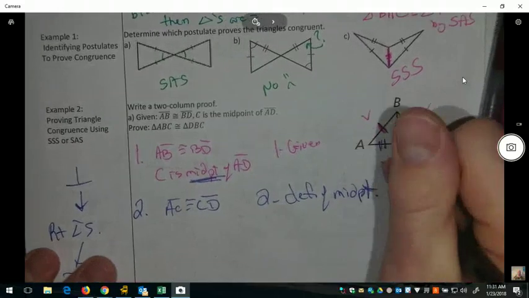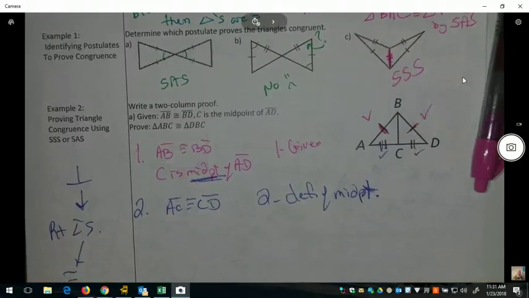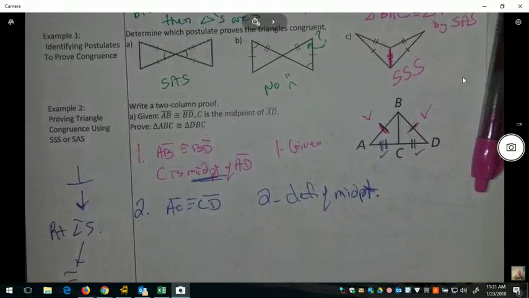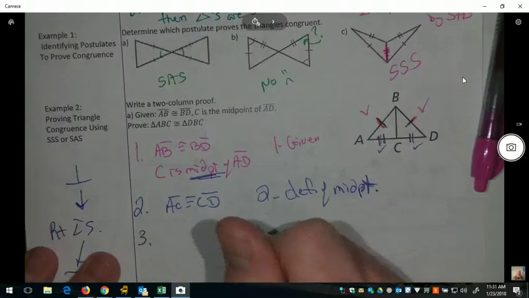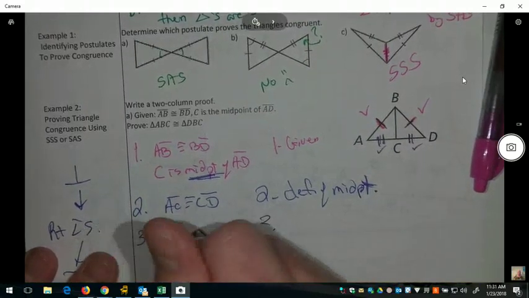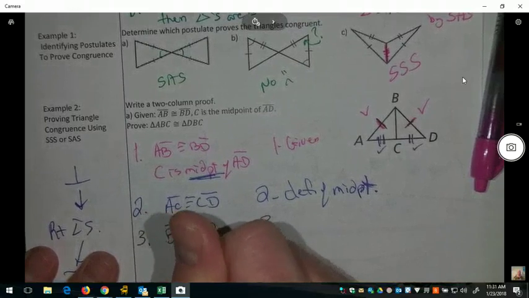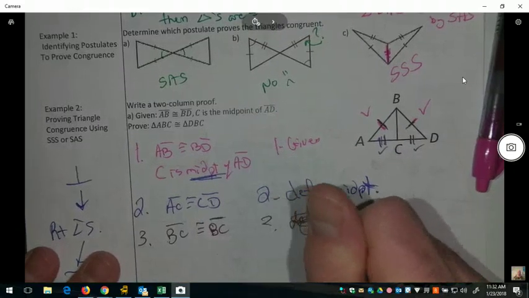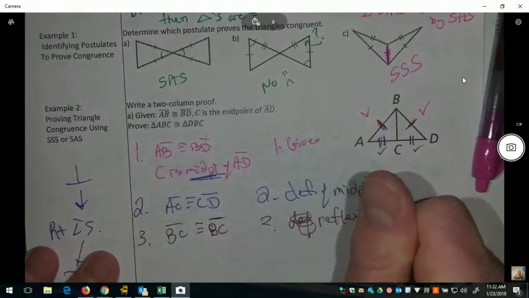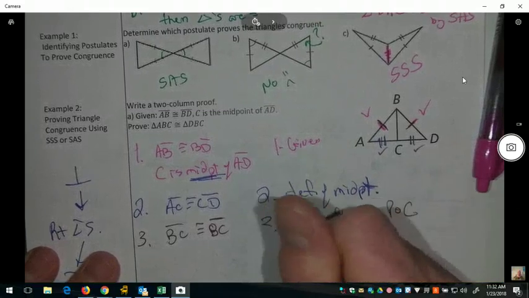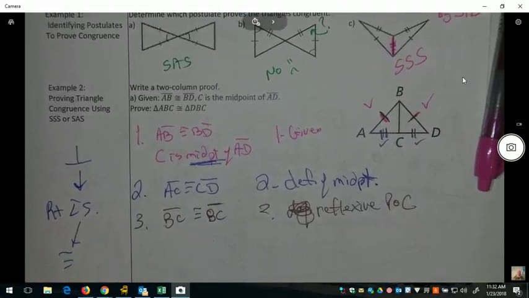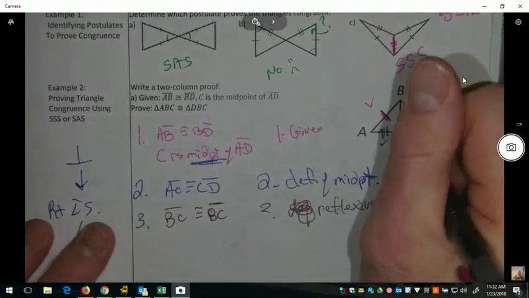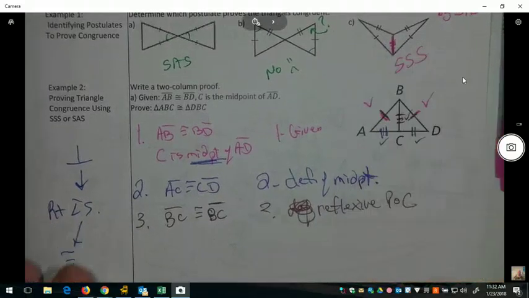So right now we have 2 sets of sides checked off in our picture. What else can I mark in the picture? BC is congruent to BC because of definition. No, not definition. You were right. Reflexive property of congruency. So I'm going to mark that BC congruent to itself, and I can check that off.